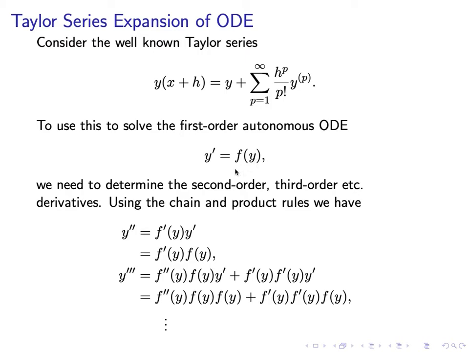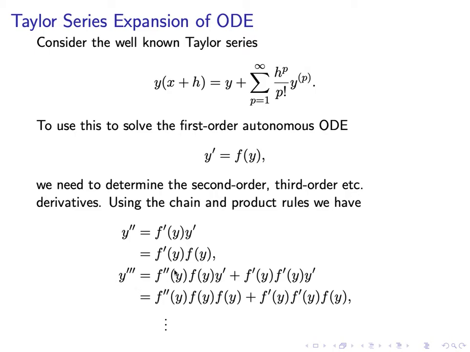If we're going to solve this with the Taylor series, we need higher order derivatives of y. We've got the first order derivative, so y dash is equal to f of y. To get y double dash we need to differentiate f of y. Now of course f of y is a function of a function, so remember y is a function. Using the chain rule, we get the derivative of f of y multiplied by the derivative of y. But we know that the derivative of y is itself f of y, so this gives us our second order derivative y double dash.